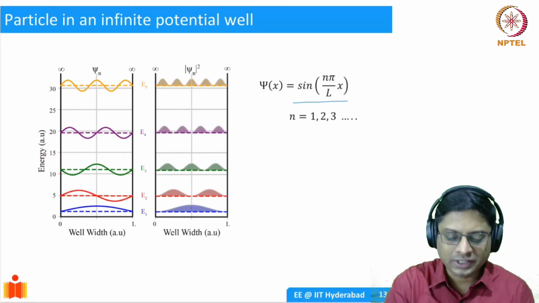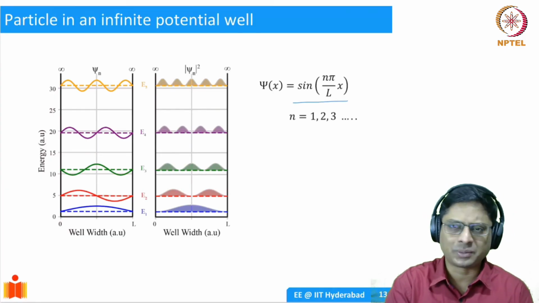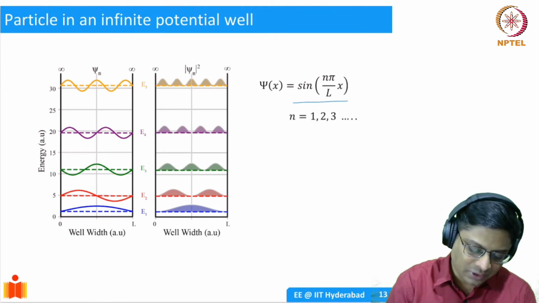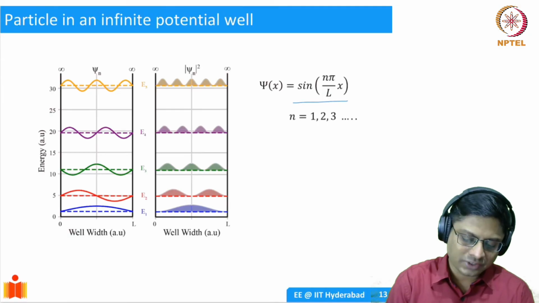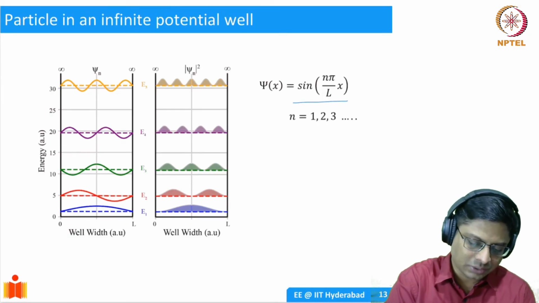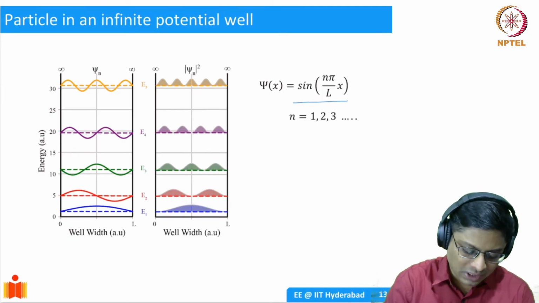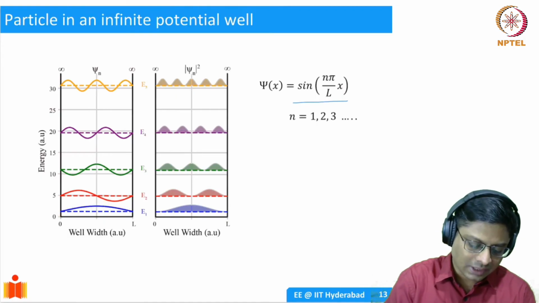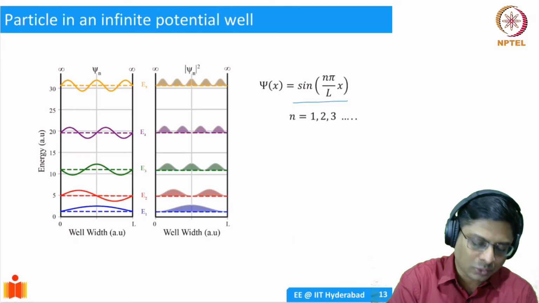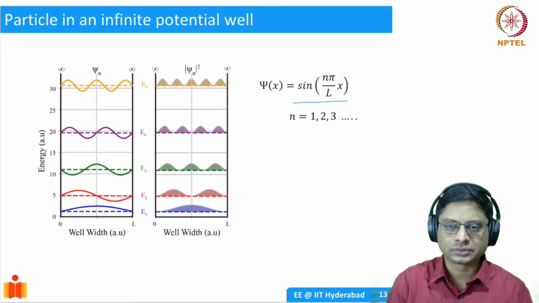So what does it mean? We can substitute it and plot it in Python or MATLAB. Just try to do that. You'll see that the behavior of the wave function psi is like this. At n equal to 1, you have a half wavelength. At n equal to 2, you have a full wave. And as n keeps increasing, you have more and more oscillations in your wave function.